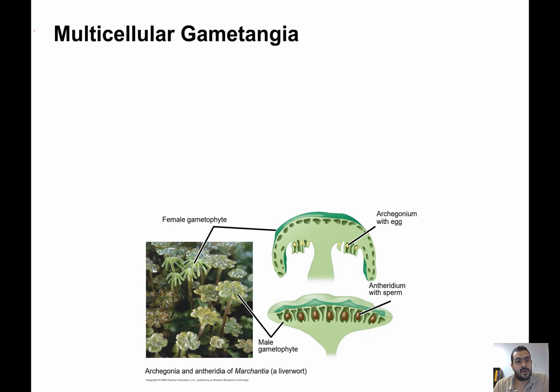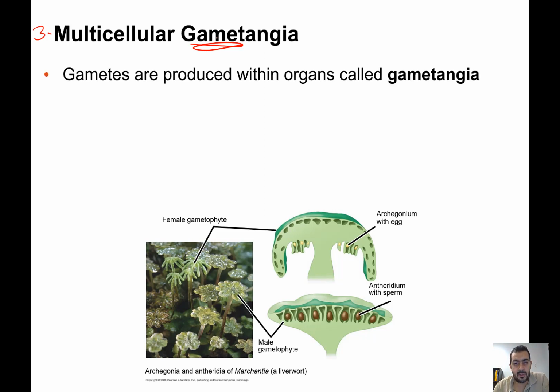The third derived characteristic is having multicellular gametangia. Again, gamete gives you an indication of having female gametes, the eggs, and male gametes, the sperm. They are developed in organs characterized by being multicellular. These organs, we call them gametangia.